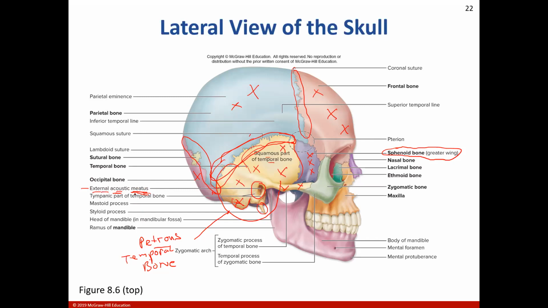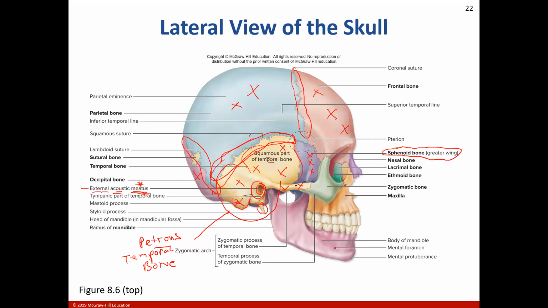So, I mean, if you said canal, you'd be correct. But you really should get used to using the word meatus as that landmark. Or it's a hole, but we call it meatus. Not foramen, not canal, meatus, external acoustic meatus.